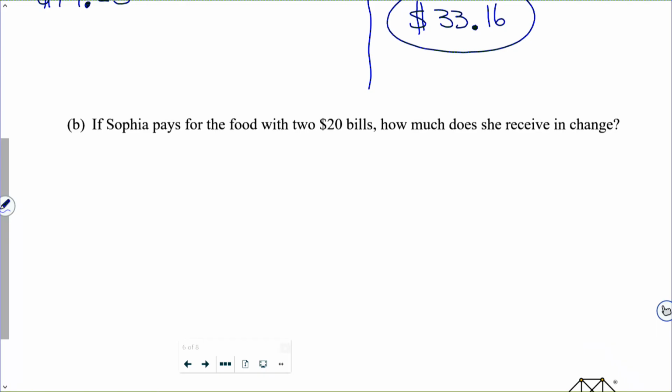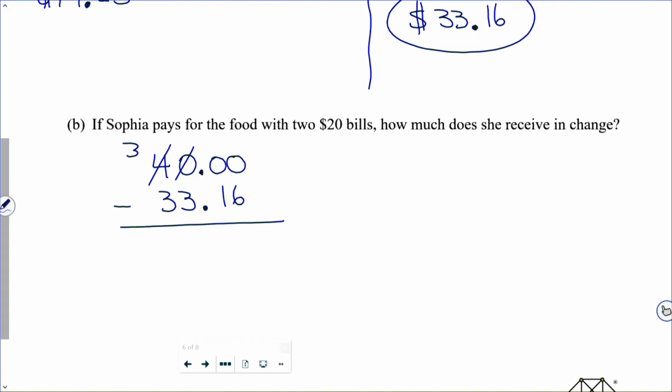All right, here we go. So simple enough, 40, and maybe I'll put a 0.00 there, minus 33.16, just a lot of borrowing here. We'll take that down to 13. That's a 10, but it'll become a 9. That becomes a 10, but it'll become a 9. And then finally, that's going to become a 10. 10 minus 6 is 4. 9 minus 1 is 8. 9 minus 3 is 6.